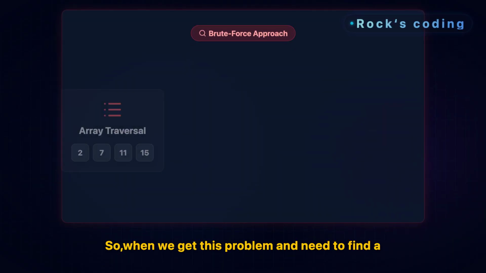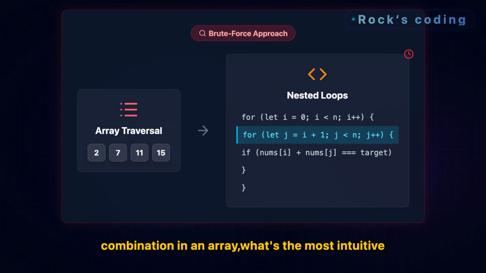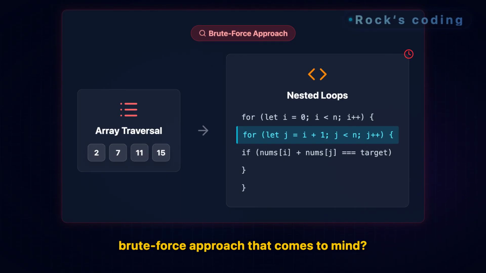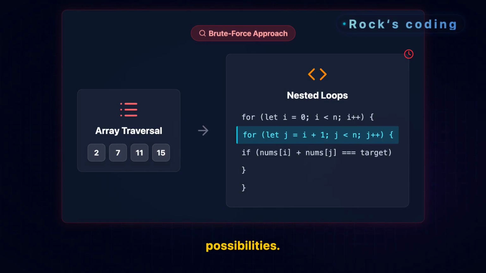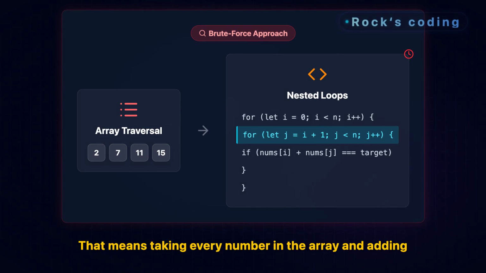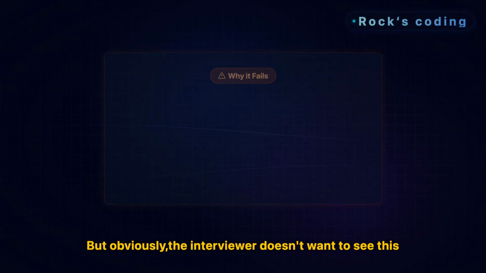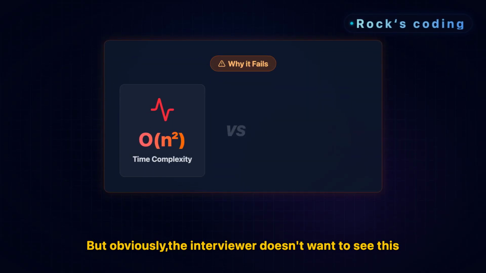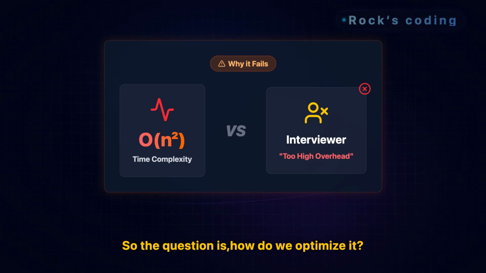So, when we get this problem and need to find a combination in an array, what's the most intuitive brute force approach that comes to mind? It's definitely using a nested for loop to exhaust all possibilities. That means taking every number in the array and adding it to all the numbers after it, one by one, to see if they equal the target value. But obviously, the interviewer doesn't want to see this solution. Why? Because the time overhead of a nested loop is just too high. So the question is, how do we optimize it?